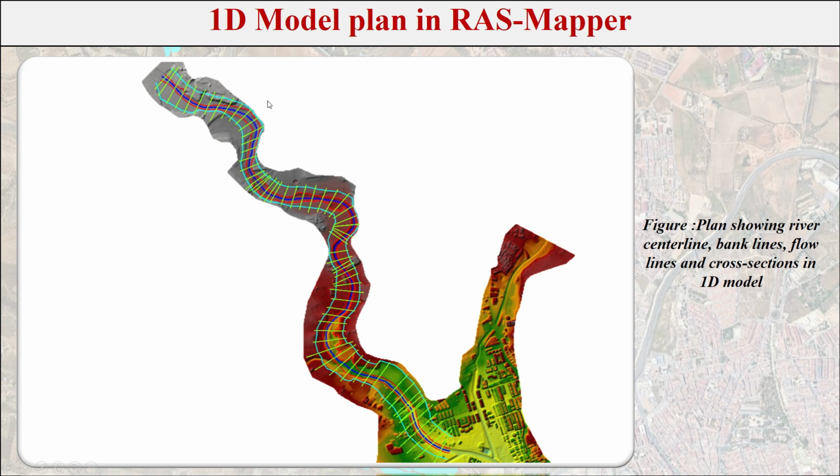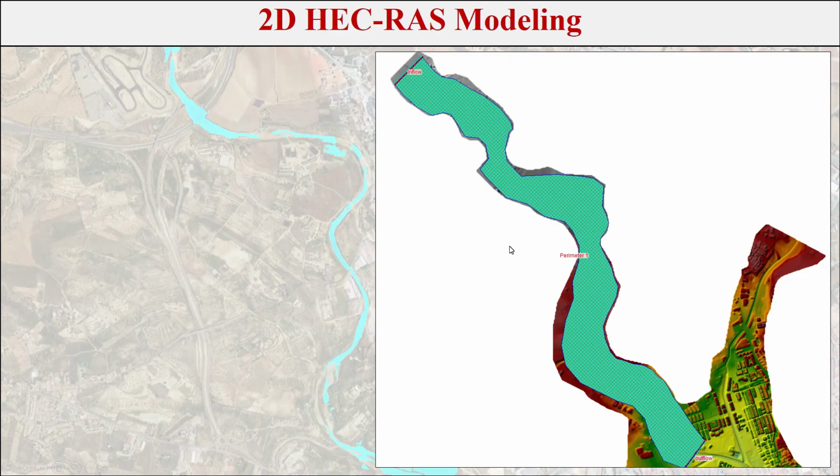This figure shows the one-dimensional model in RAS Mapper. We can see this blue line is the center line of the river, and these two red lines show the bank lines, and this line shows the flow lines, and the green color shows the cross sections of the river. And this is our terrain data, which is of 2 meter by 2 meter pixel size.